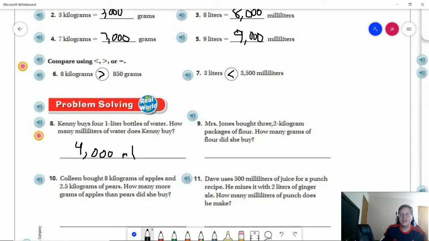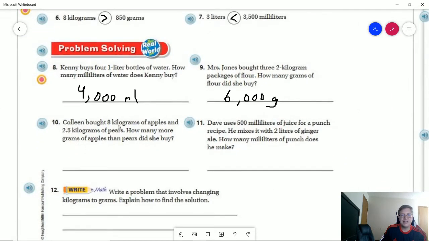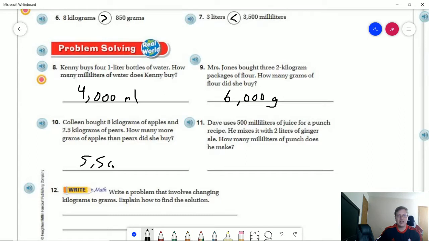And then number 9, if we have 3 2-kilogram packages, we can do 3 times 2 to get 6 kilograms. 6 kilograms times 1,000 grams will give us 6,000 grams. Number 10, Colleen bought 8 kilograms of apples and 2.5 kilograms of pears. We want to know how much more we have of apples than we do of pears, so we can subtract. That will give us 5.5 kilograms. And if we convert that into grams, that would give us 5,500 grams.